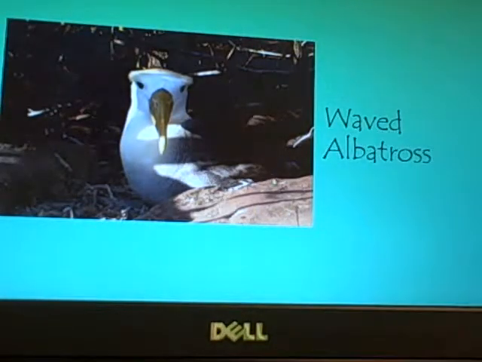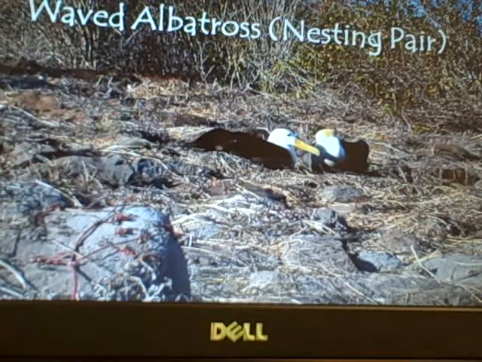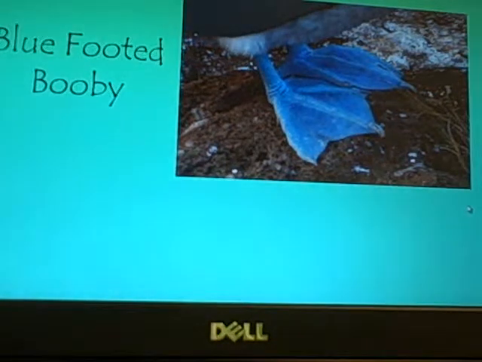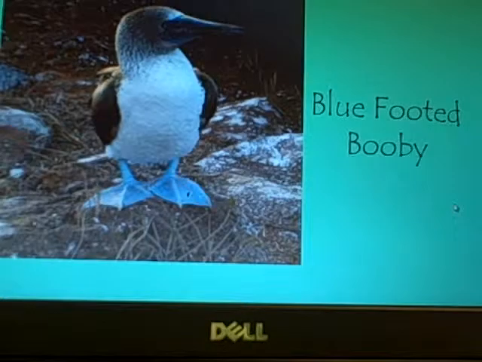This is a waved albatross. They are notoriously known for their beautiful flight. However, their landings are horrible. And here's a nesting pair. They actually had a nest, and you can't see the eggs, but they're keeping watch. This is the feet of a blue-footed booby, and yes, they really are blue. Okay, there's the whole thing. Blue-footed booby.